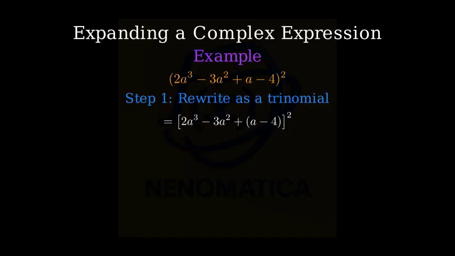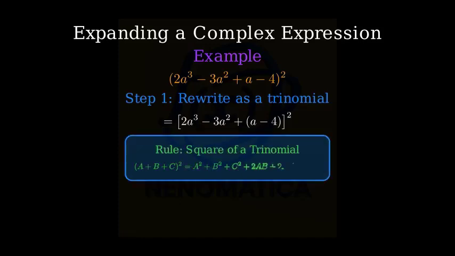For step 2, we'll apply the formula for the square of a trinomial. The general formula states that the square of a trinomial is equal to the square of the first term, plus the square of the second term, plus the square of the third term, plus twice the product of the first and second terms, plus twice the product of the first and third terms, plus twice the product of the second and third terms.